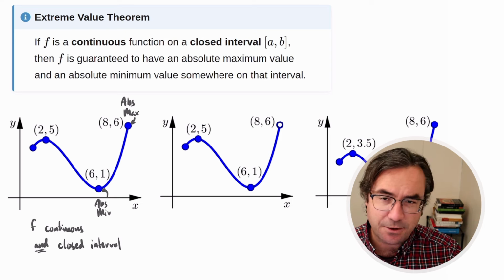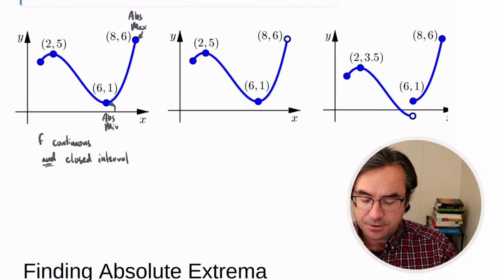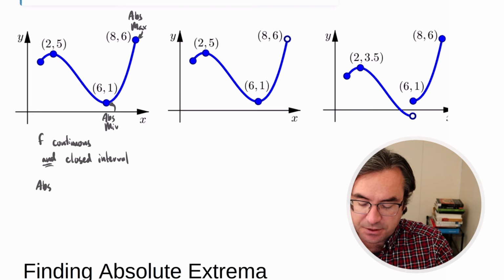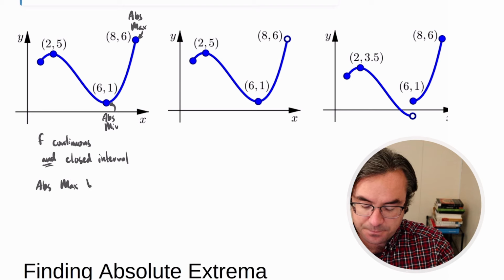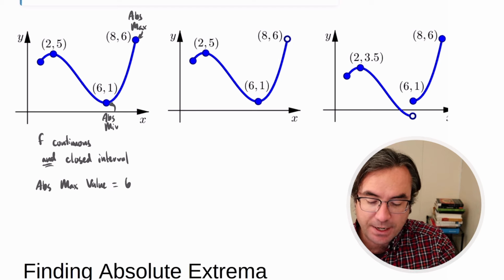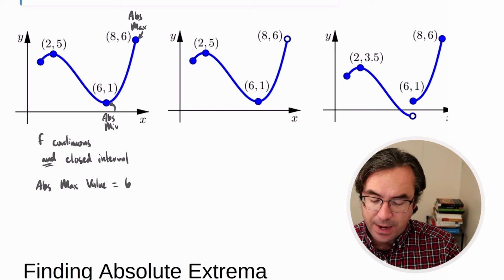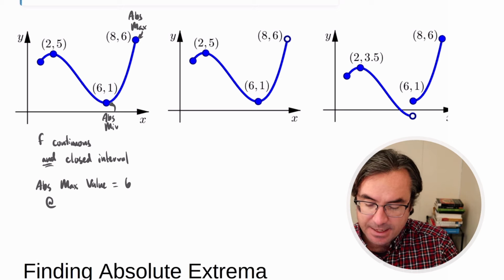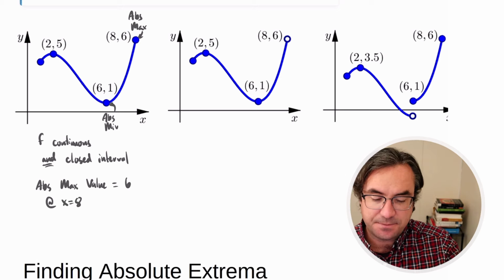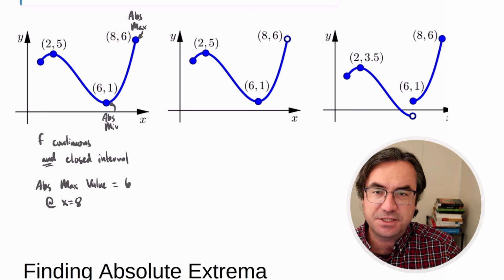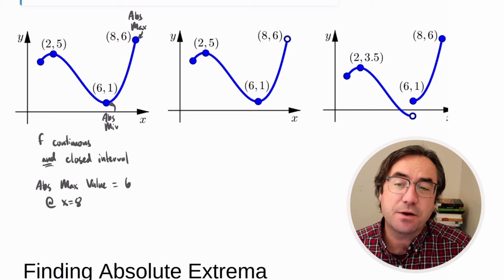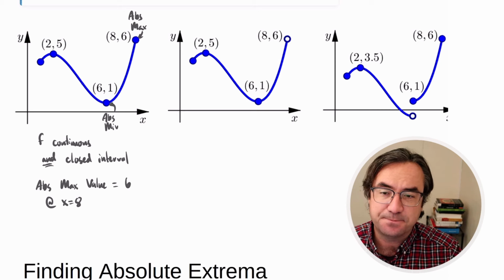So the way we write this out is this graph has an absolute max value. And the max value in this case is the y-coordinate of 6. And we know that this max value happens at x equals 8. So the value of our function is 6, and the x value where this happens is x equals 8.